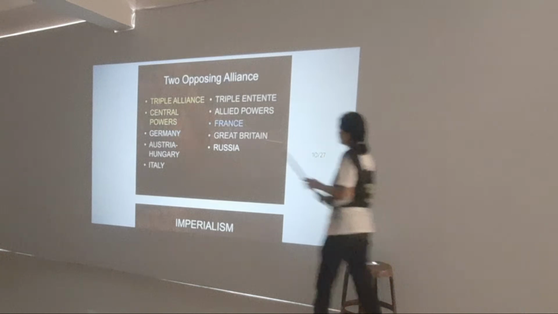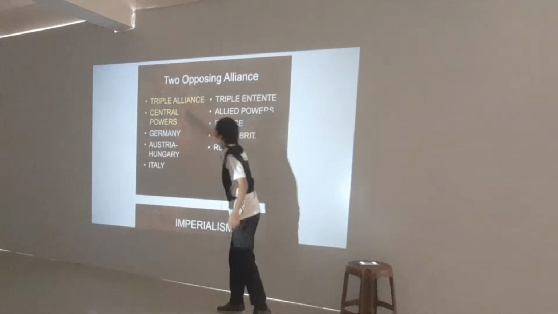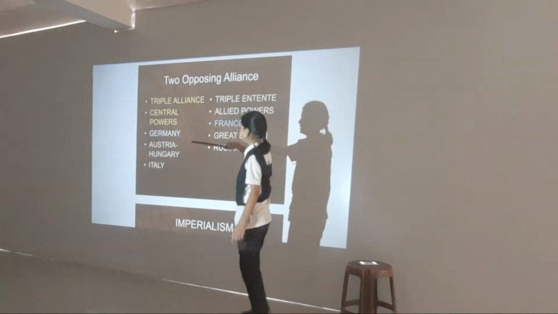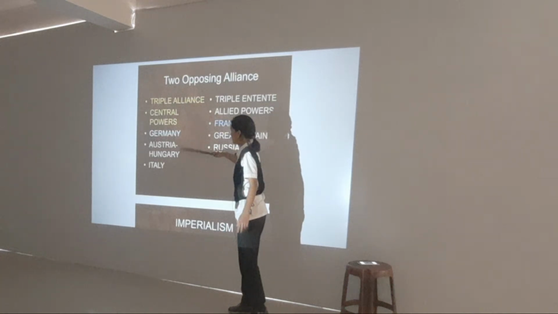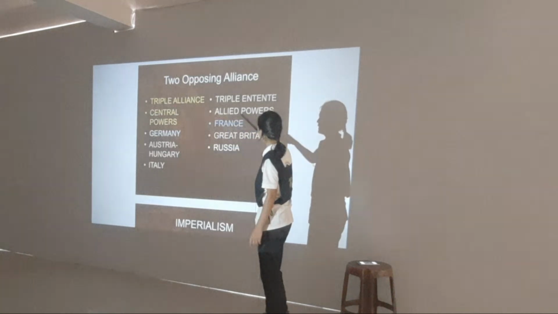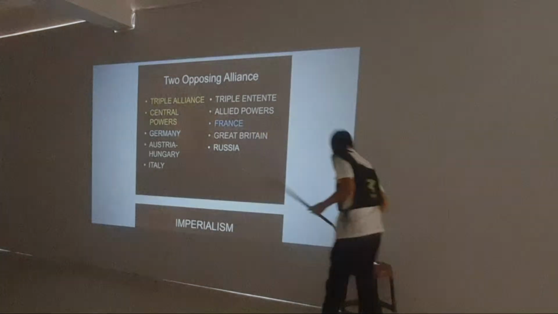So we are seeing two opposing alliances. On one side are Italy, Austria-Hungary and Germany, the Central Powers and Triple Alliance, and it includes only Germany, Austria-Hungary and Italy, just these countries. In the Triple Entente and Allied Powers, these three countries are involved. Later, the US also joined it.